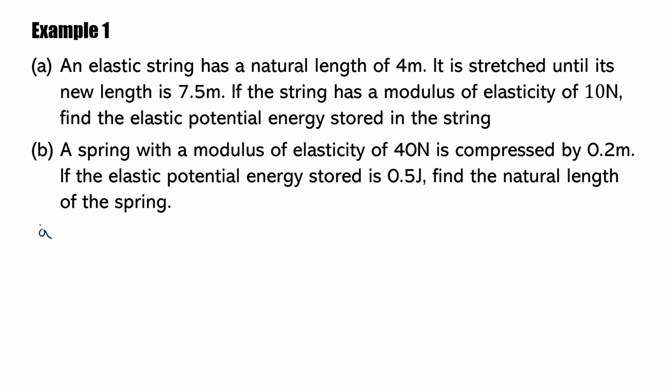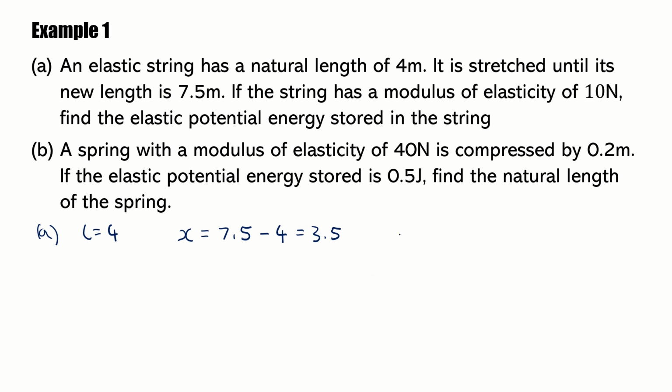Part A, we're given a string that's got a natural length of 4, so L is equal to 4. It's stretched until it's got a new length of 7.5. Watch out in the wording there, they're saying the entire new length is 7.5, so that doesn't mean that x is 7.5, because that's just the extra amount it's been stretched by. So therefore, x is actually going to be 7.5 minus the 4 that it originally was, basically telling us that it's only an extra 3.5 meters in comparison to before.